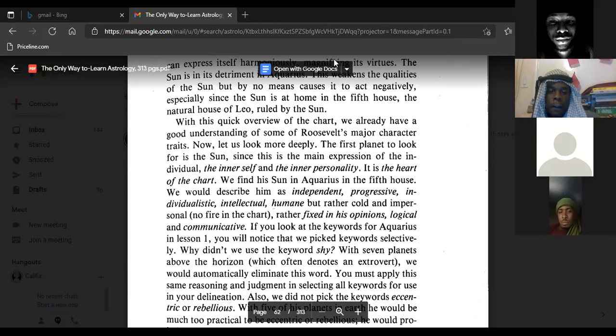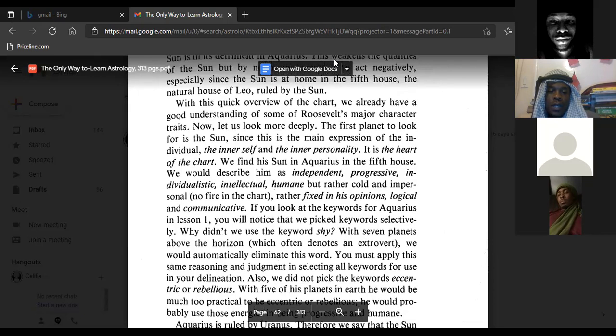We would describe him as independent, progressive, individualistic, intellectual, humane, but rather cold and impersonable. No fire in his chart. Rather, fixed in his opinions, logical and communicative. If you look at the key word for Aquarius in lesson 1, you will notice that we pick keywords selectively. Why didn't we use the keyword shy? With 7 planets above the horizon, which often denotes an extrovert, we would automatically eliminate this word. You must apply this same reasoning and judgment in selecting all keywords for use in your delineation.